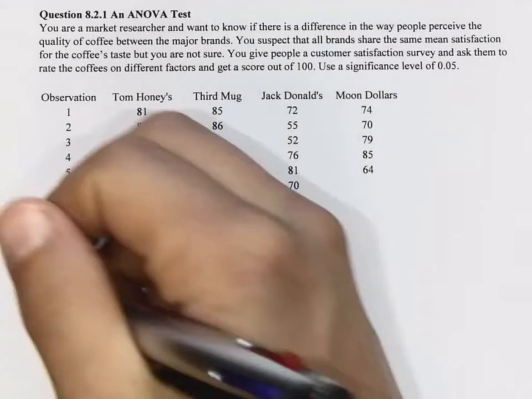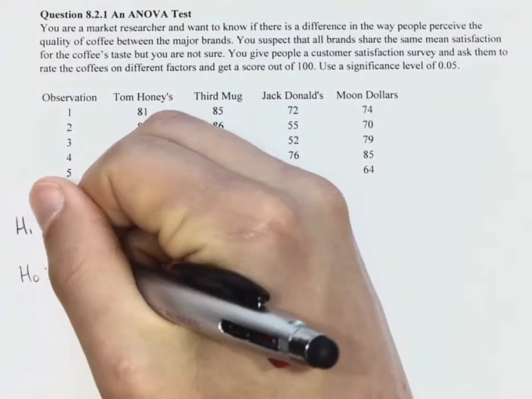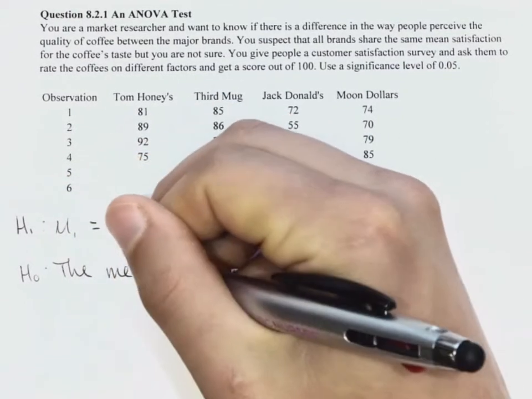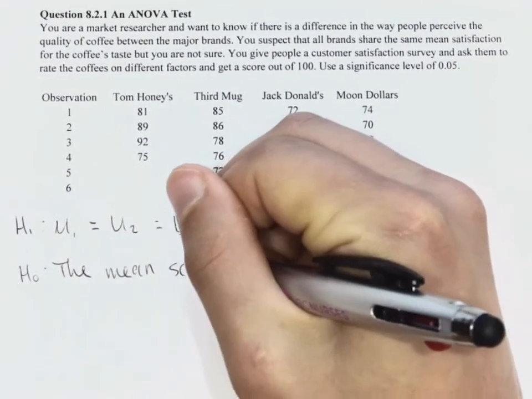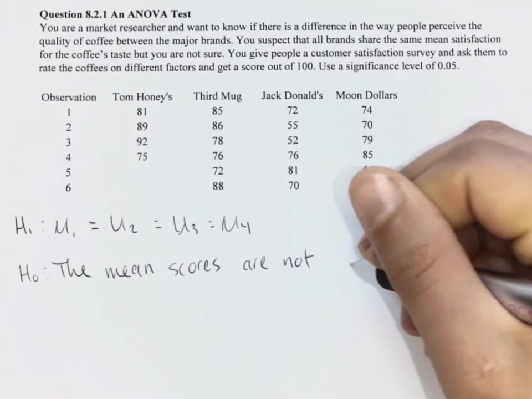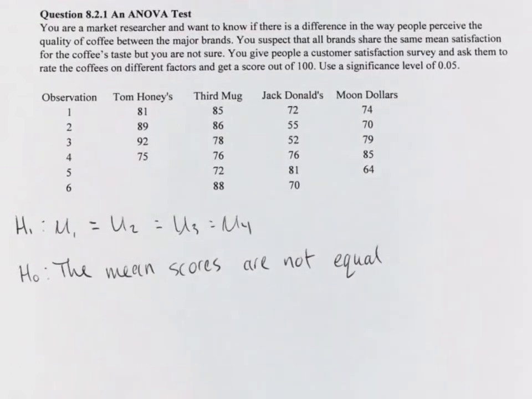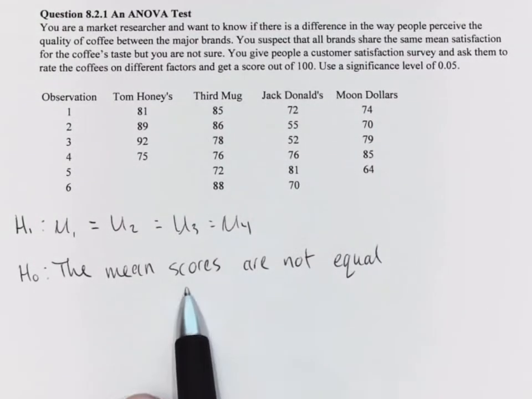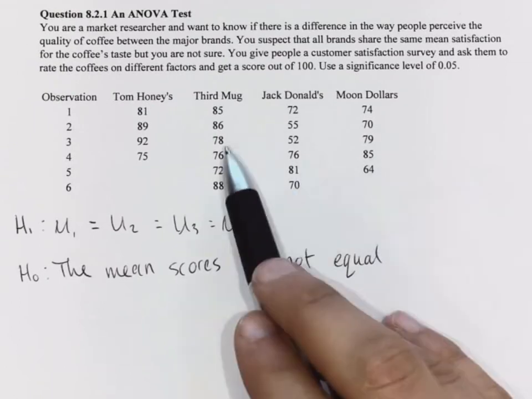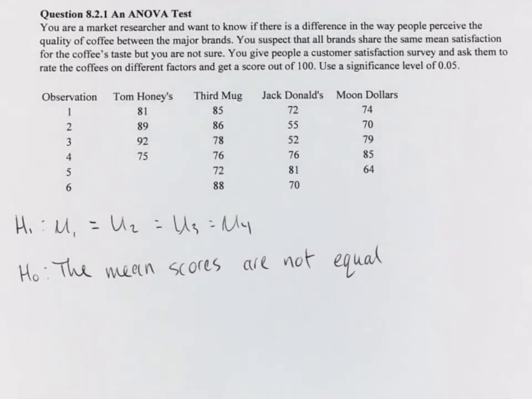Our alternative hypothesis simply states that the mean scores are not equal. Now, we can also think of this as saying that at least 2 mean scores are not equal. 3 of these may be the same, but if one of them is not, then they are non-equal.